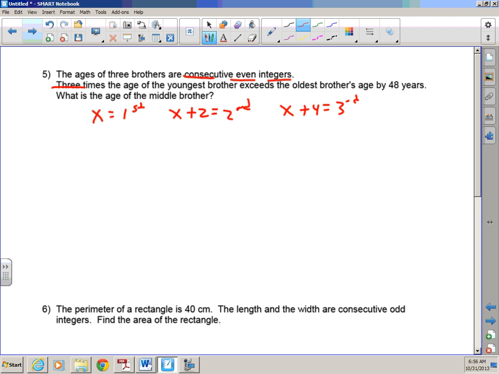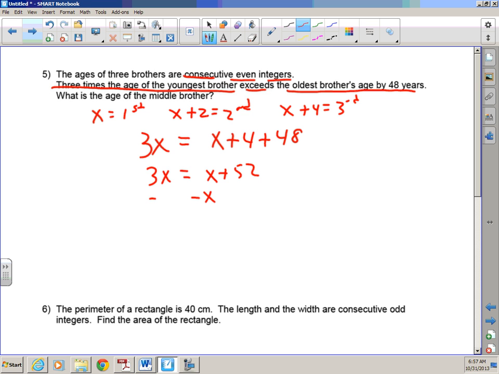3 times the age of the youngest brother. So 3 times the age of the youngest, 3x, exceeds, meaning it is more than, the oldest brother's age by 48. So what that's telling you is if I multiply the youngest brother's age by 3, that's going to be the same thing as the older brother plus 48. 3x equals x plus 52. 2x equals 52. X is 26.